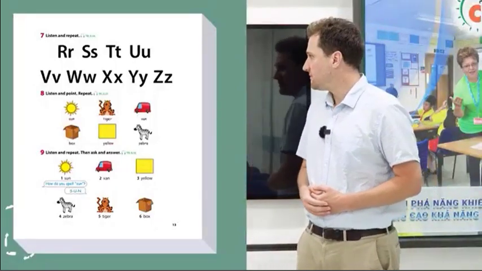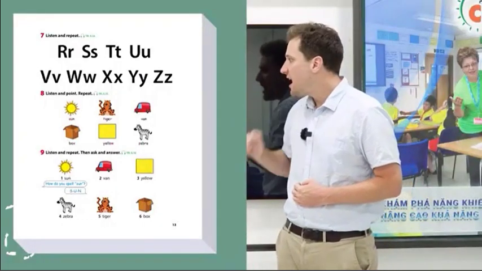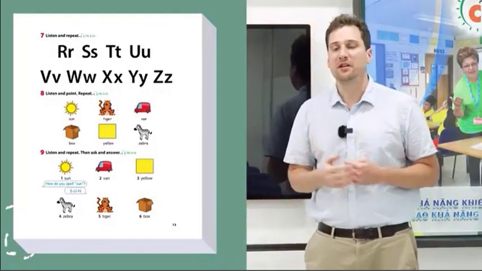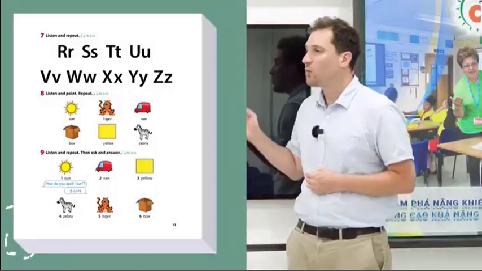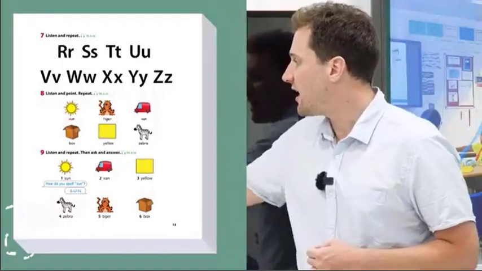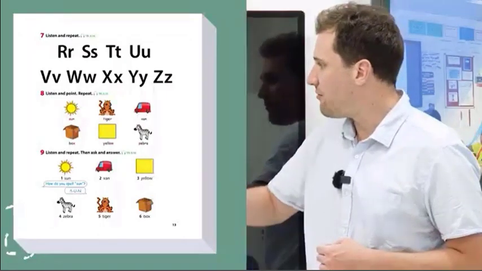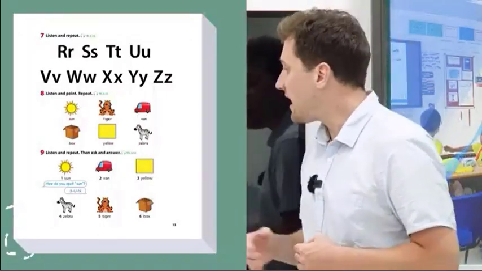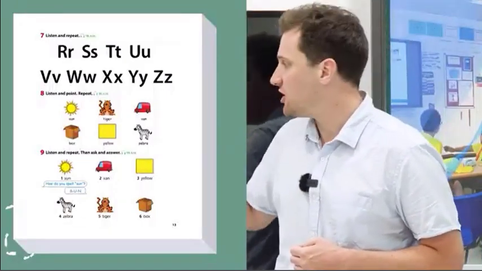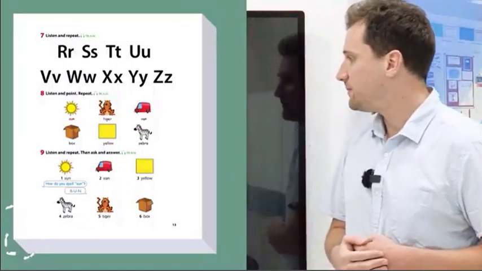Listen and point. Repeat. Here, the students can listen and point to the right picture. Each picture is a word that starts with the target letters from above. So sun, tiger, van, box, yellow, zebra. Some of the words have 2 of the letters in them. Yellow starts with a Y, ends in a W. Tiger starts with a T, ends in an R.